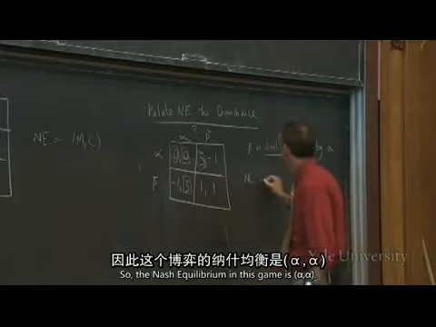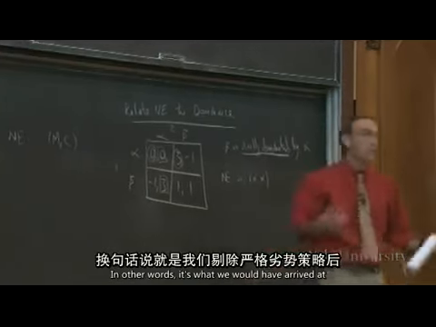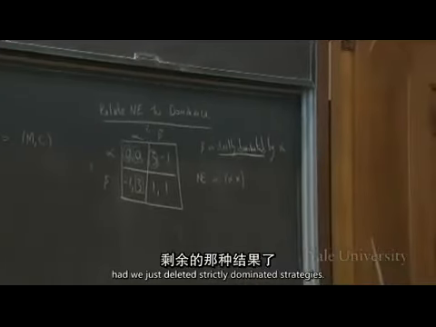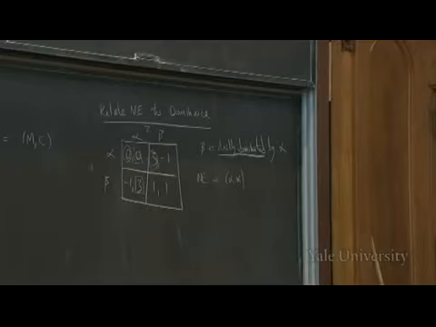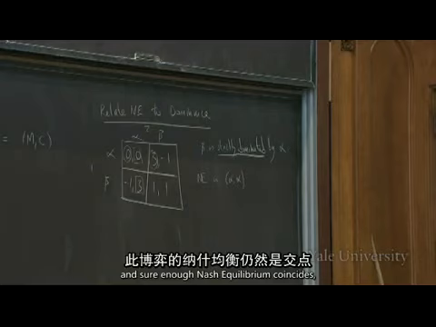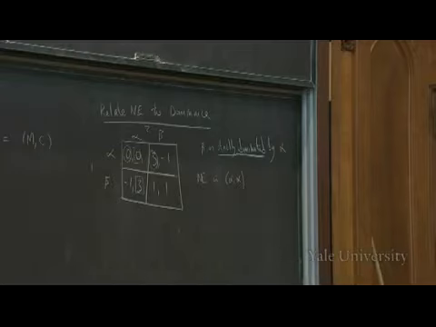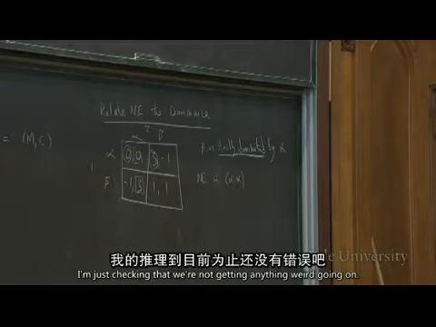And so the Nash equilibrium in this game is alpha alpha. In other words, it's what we would have arrived at had we just deleted strictly dominated strategies. Here's a case where alpha strictly dominates beta, and sure enough, Nash equilibrium coincides. It gives us the same answer. Both people choose alpha in this game. All right, so there's no news here. I'm just checking that we're not getting anything weird going on.